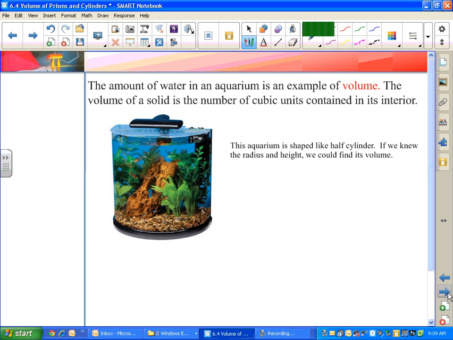So here's a really good example. The amount of water in an aquarium is an example of volume. The volume of a solid is the number of cubic units that are contained in its interior. Now, if you look at this aquarium, it's kind of shaped like a half cylinder. If we were able to know the height and the radius of this aquarium, we would be able to calculate the volume of water that was needed to fill the aquarium.